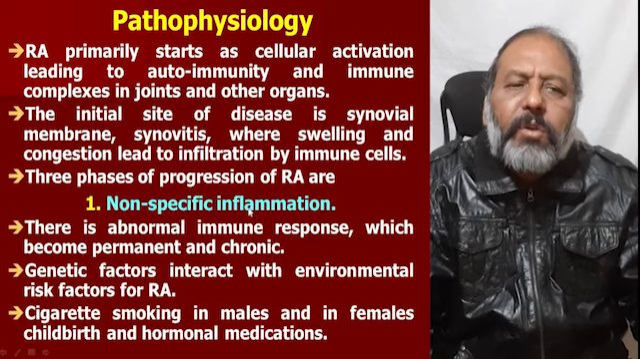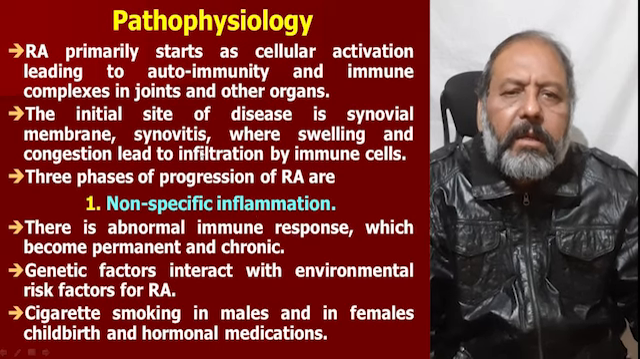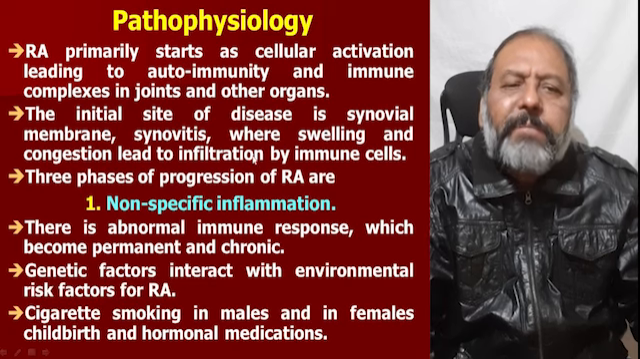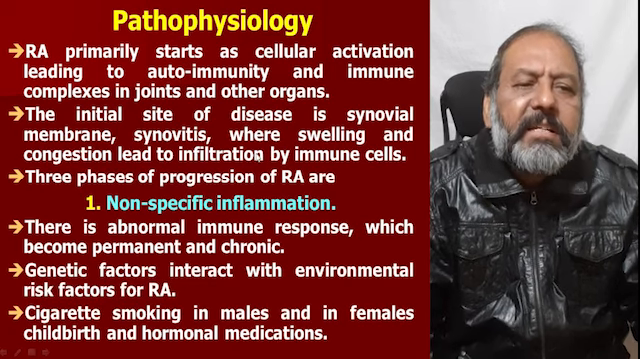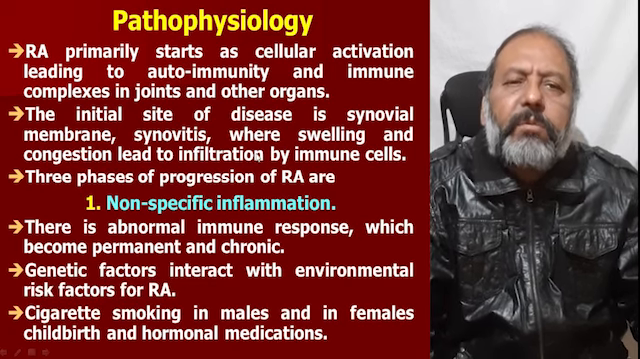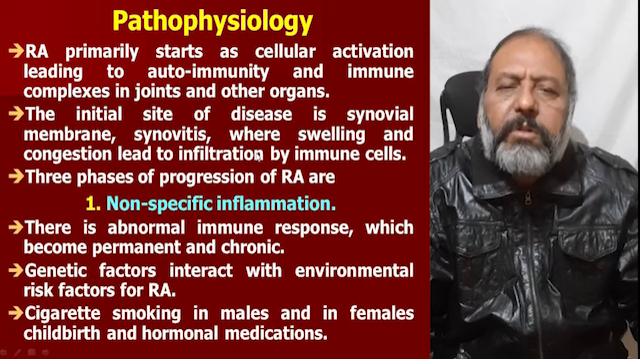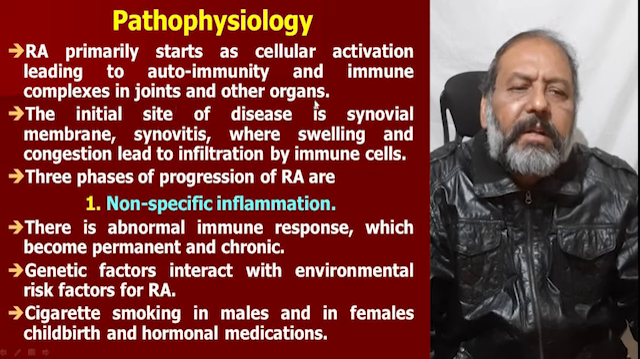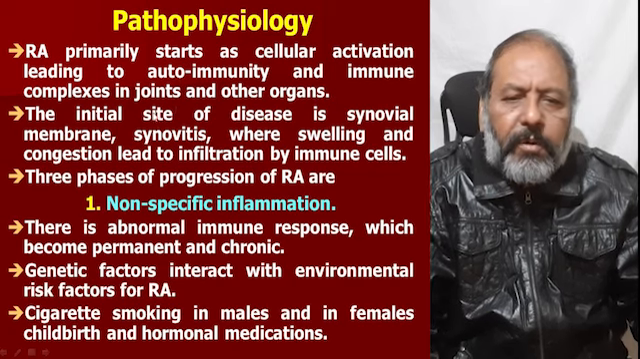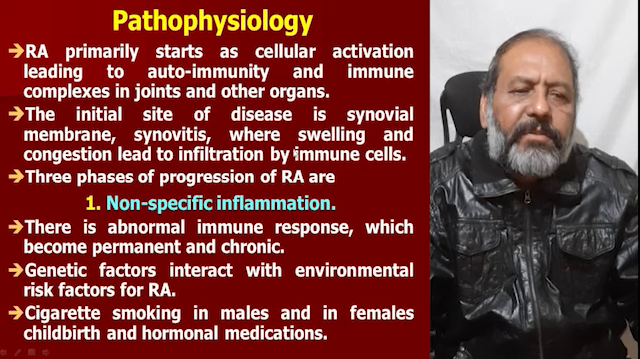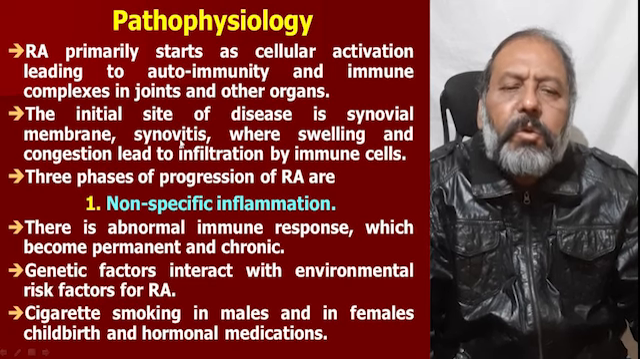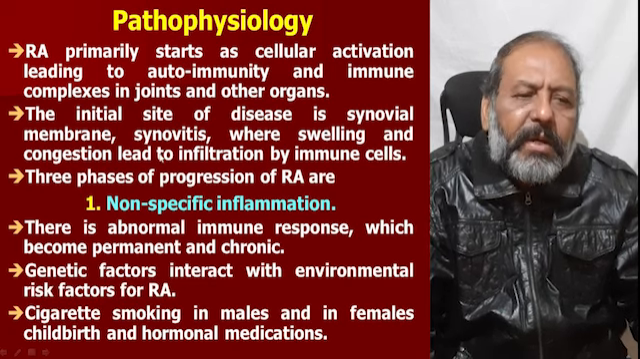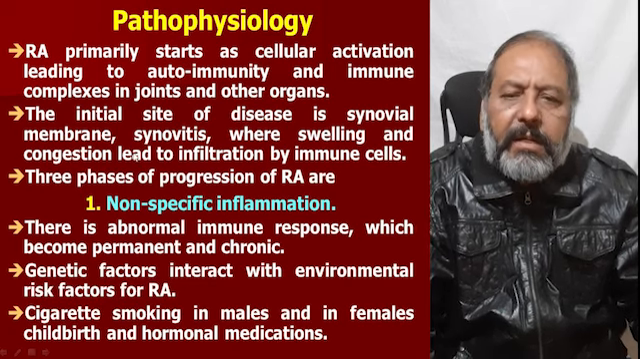Now, the pathophysiology of rheumatoid arthritis. Rheumatoid arthritis primarily starts as cellular activation leading to autoimmunity. I have told you that it is an autoimmune disease, and immune complexes are formed in the joint and other organs. The initial site of the disease is the synovial membrane, causing synovitis, where swelling and congestion lead to infiltration by the immune cells of the body.